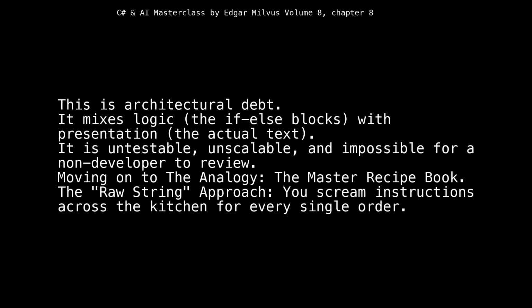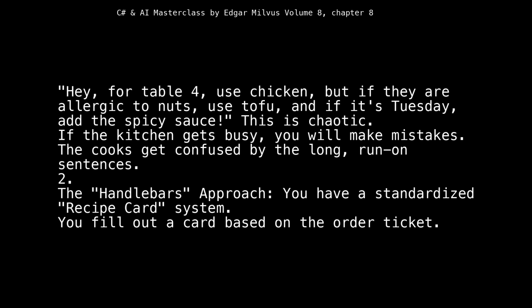Moving on to the analogy, the master recipe book. The raw string approach: you scream instructions across the kitchen for every single order. "Hey, for table 4, use chicken, but if they are allergic to nuts, use tofu, and if it's Tuesday, add the spicy sauce." This is chaotic. If the kitchen gets busy, you will make mistakes. The cooks get confused by the long, run-on sentences.